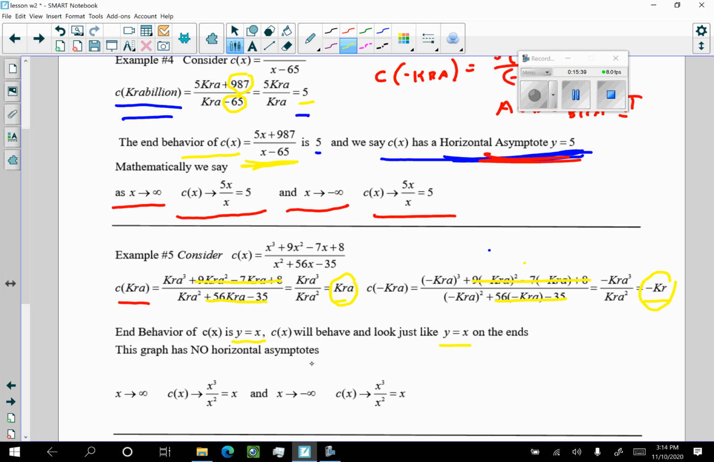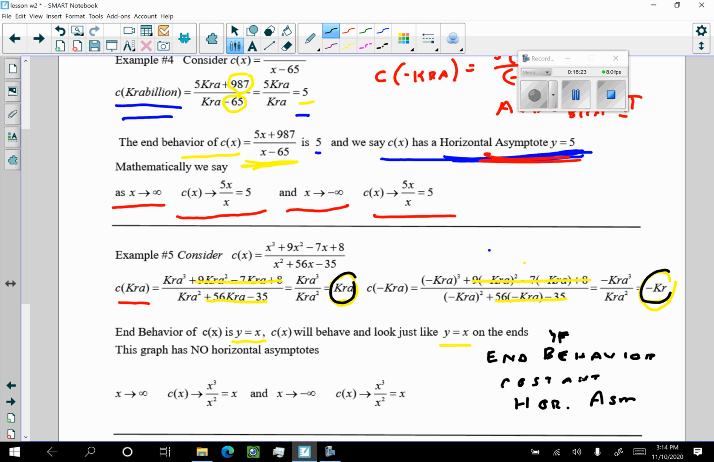For a function to have a horizontal asymptote, the end behavior must be a constant. And keep in mind, ladies and gentlemen, this is the first time we've talked about this. We're going to be in this lesson for a while. Unit 2. So the end behavior has to be a constant. If the end behavior is a constant, like a number, then we say there is a horizontal asymptote. If it's just infinity or negative infinity or kerbillion or negative kerbillion, then there is no horizontal asymptote.